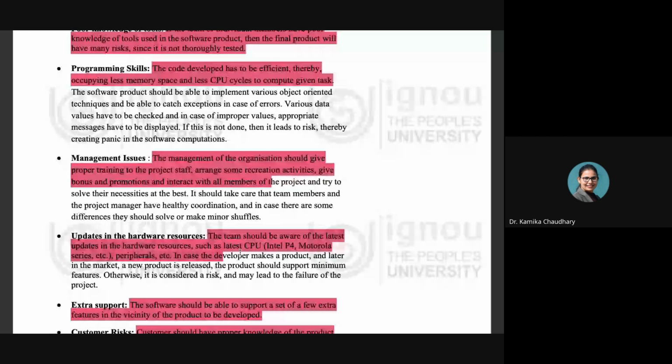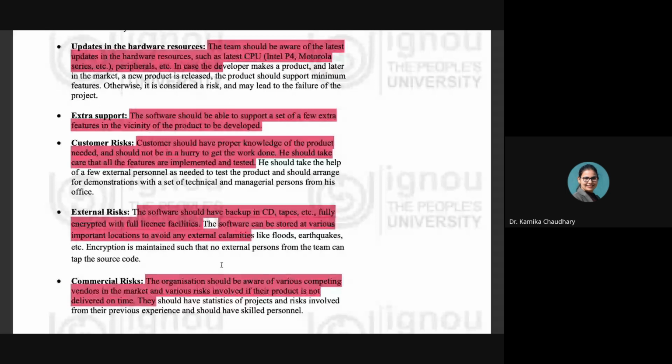Customer risk is there. The customer also should have the proper knowledge of the product which is being needed by him and should not be in a hurry to get the work done. Because if the customer is in a very hurry kind of situation, then it is again going to affect the entire software quality. Now he should take care that all the features are implemented and tested. He should be knowledgeable enough that whatever requirements have been placed by him, all those requirements are being fulfilled by the software product that is being delivered to him. The software has all the features which have been asked, and all those features are also being tested properly. So the customer should give enough amount of time to the developing organization also.